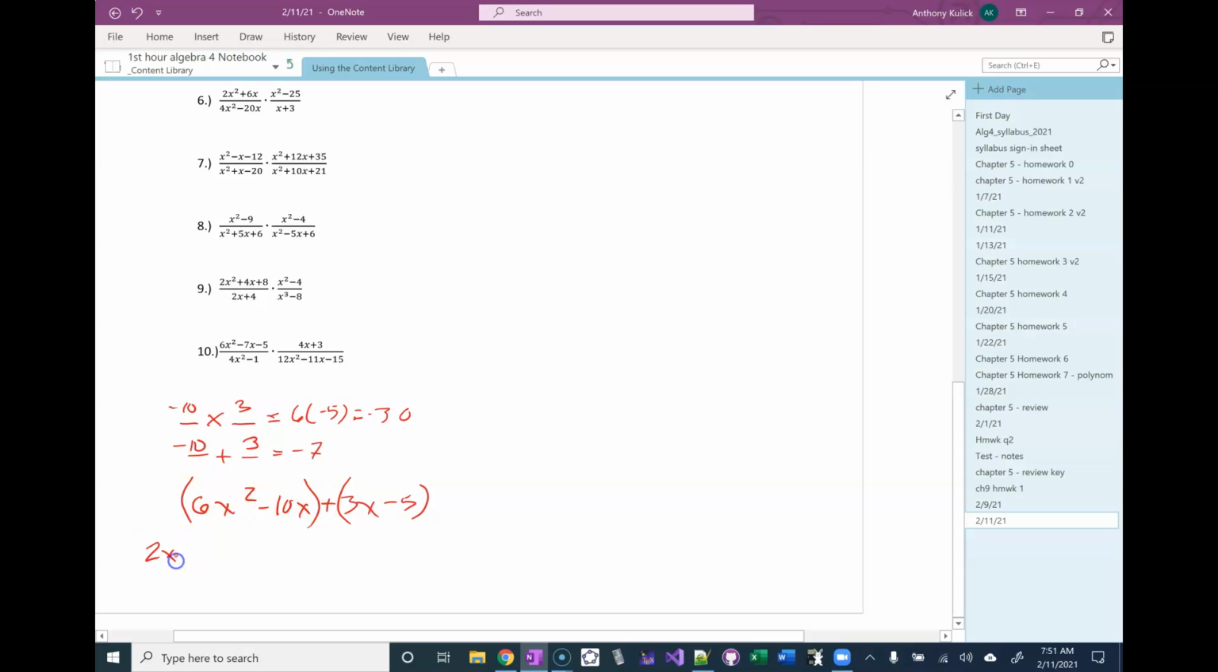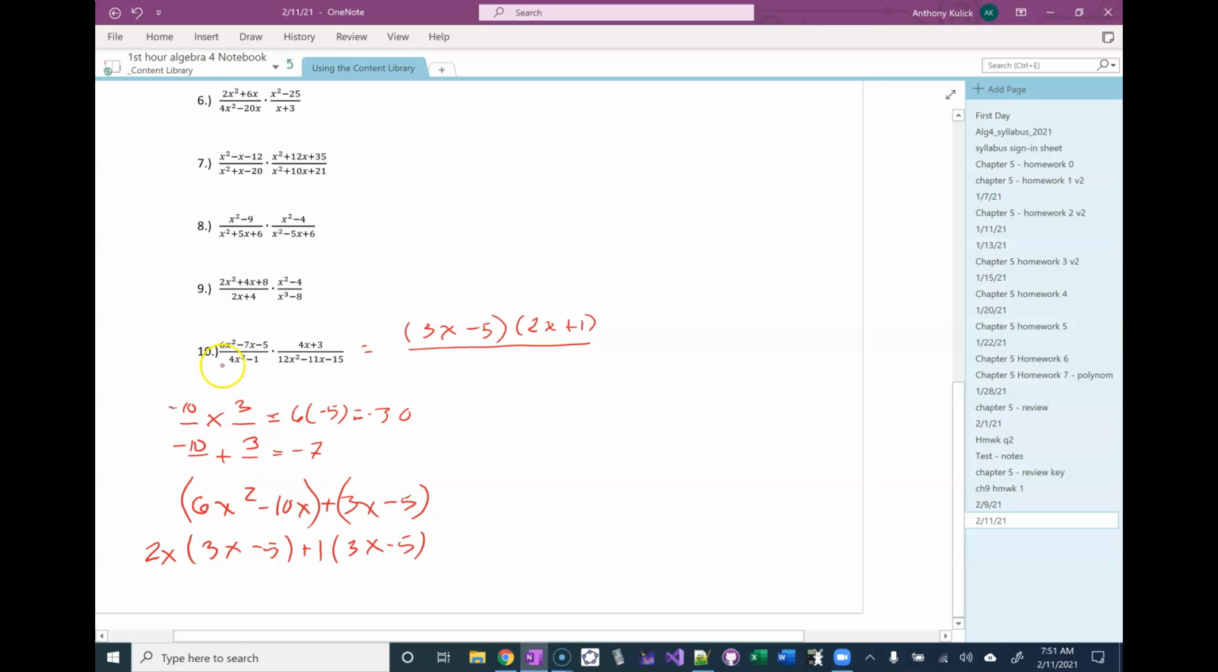From the first group, I can take out a 2x. From the second group, there's nothing, so I'll just take out a 1. So that means that numerator factors into 3x minus 5 times 2x plus 1. So far, so good?